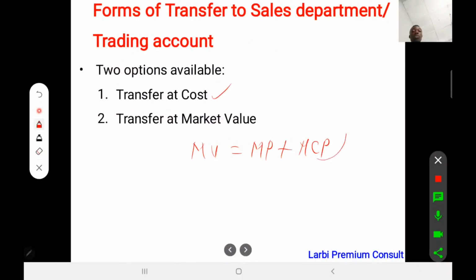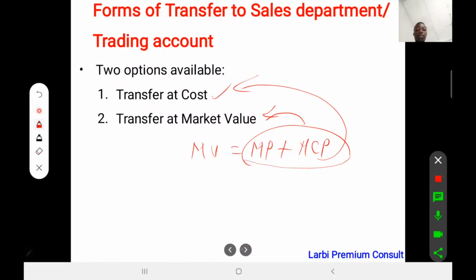So here is where you have the transfer at cost, and the second is the transfer at market value. Where the market value is defined, we want to match up with the market products in terms of their price so that we can also sell at that same price to reflect the market and also get some profit in that light. So let's take note of that.